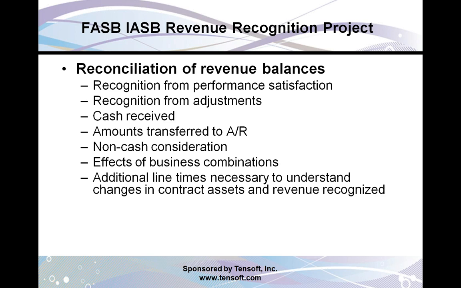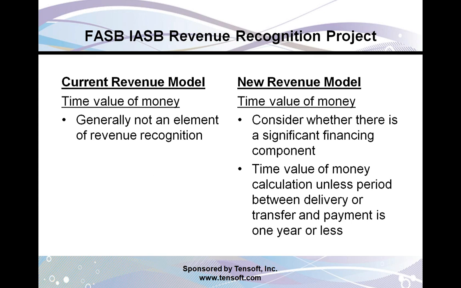So we've got a slide on that. We're going to have a reconciliation that says of the total revenue that is recognized in this period, how much came from satisfaction of performance obligations, how much came from adjustments, what was the cash that was received, what's the change in AR, were there any non-cash considerations, any effects of business combinations, and additional lines necessary to understand the changes in contract assets and revenue recognized. So this will be a significant new disclosure with a lot of required information to be presented to the reader that hasn't previously been required.